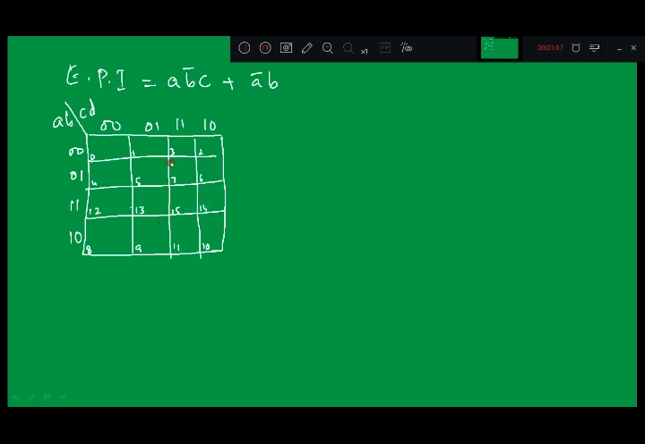6 is a min term, 7 is a min term, 9 is a min term, 10 and 13 are the min terms. Don't care terms are 1, 4, 5, 11 and 15, right?